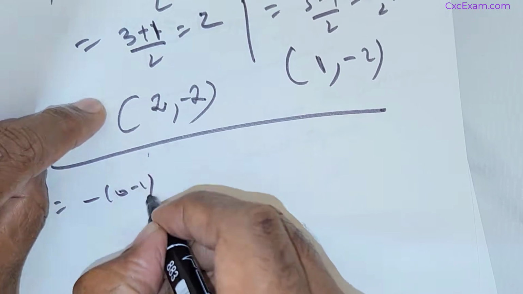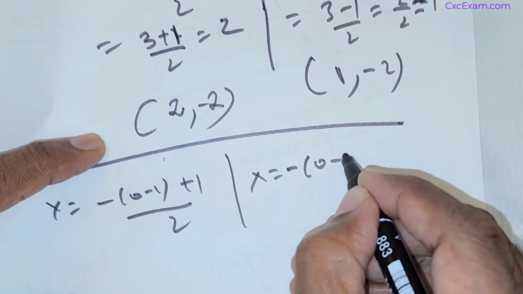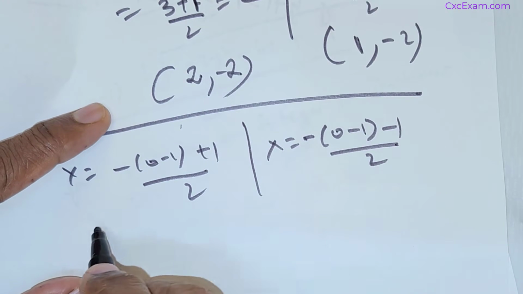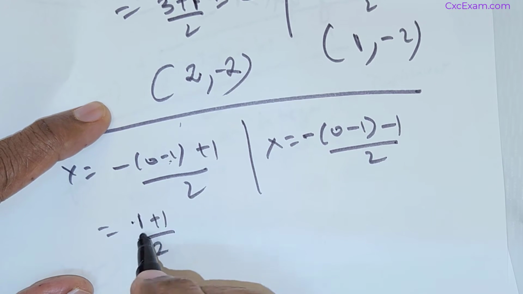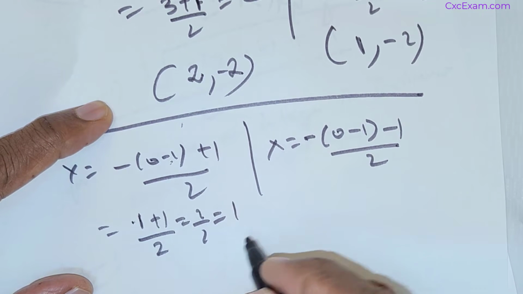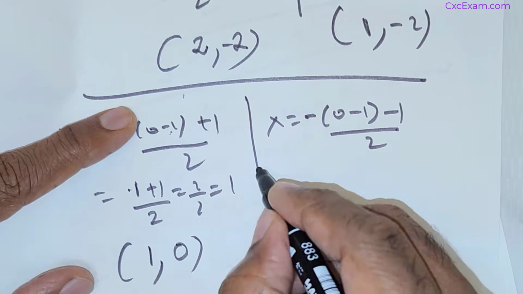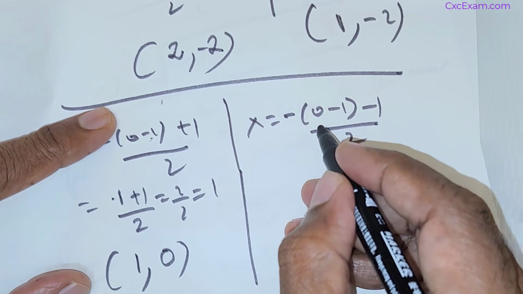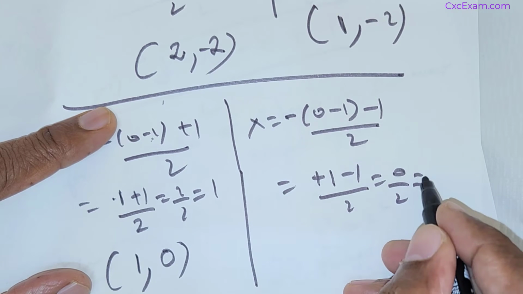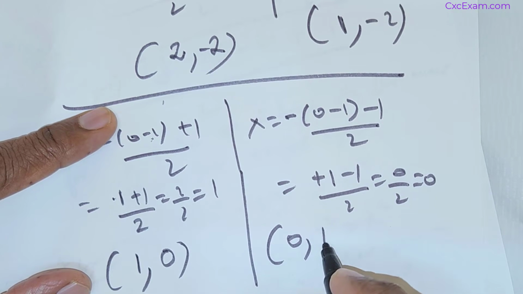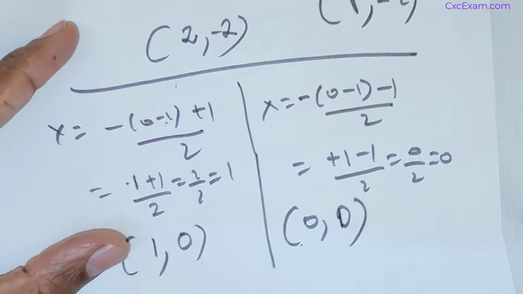So it's going to be negative 0, negative 1, positive 1 divided by 2, and x is equal to negative 0, negative 1, negative 1 divided by 2. So this will give you negative, positive 1 and followed by a 1. So 2 over 2 is equal to 1. So when y is 0, x is 1 there, and in this case you're getting a positive 1, negative 1. 0 divided by 2 is equal to 0. So 0 and 0 when y is equal to 0, x is equal to 0. So these are the solutions.